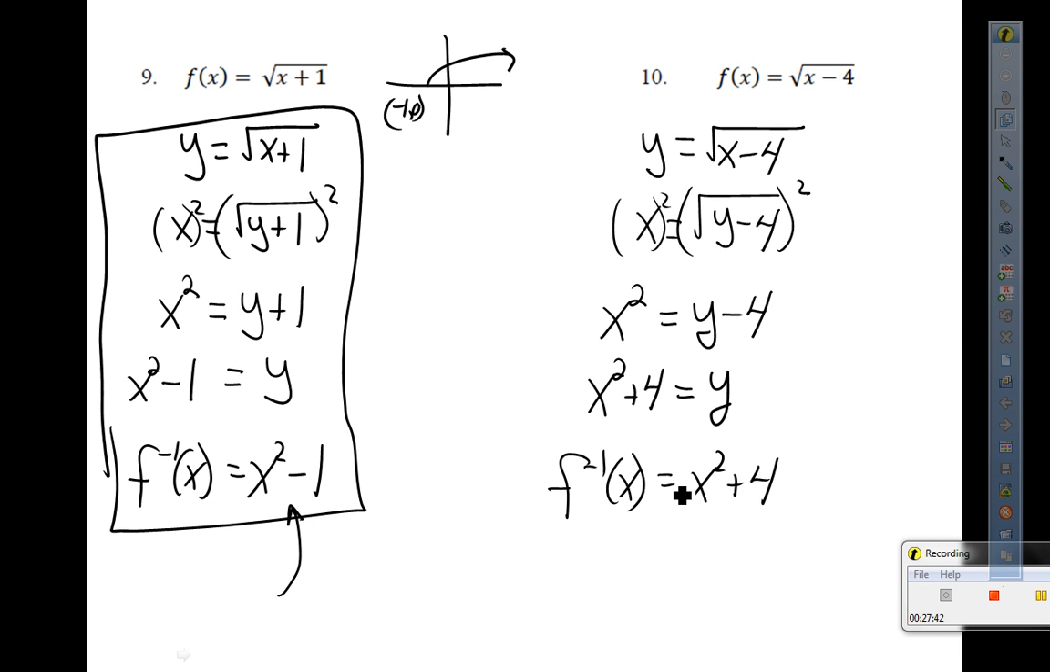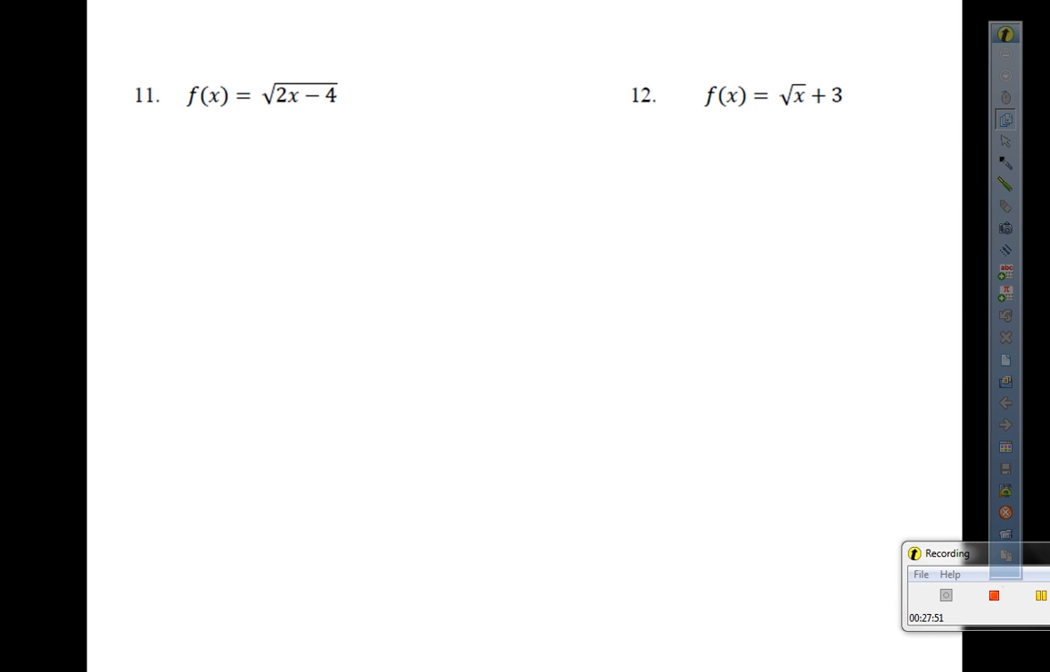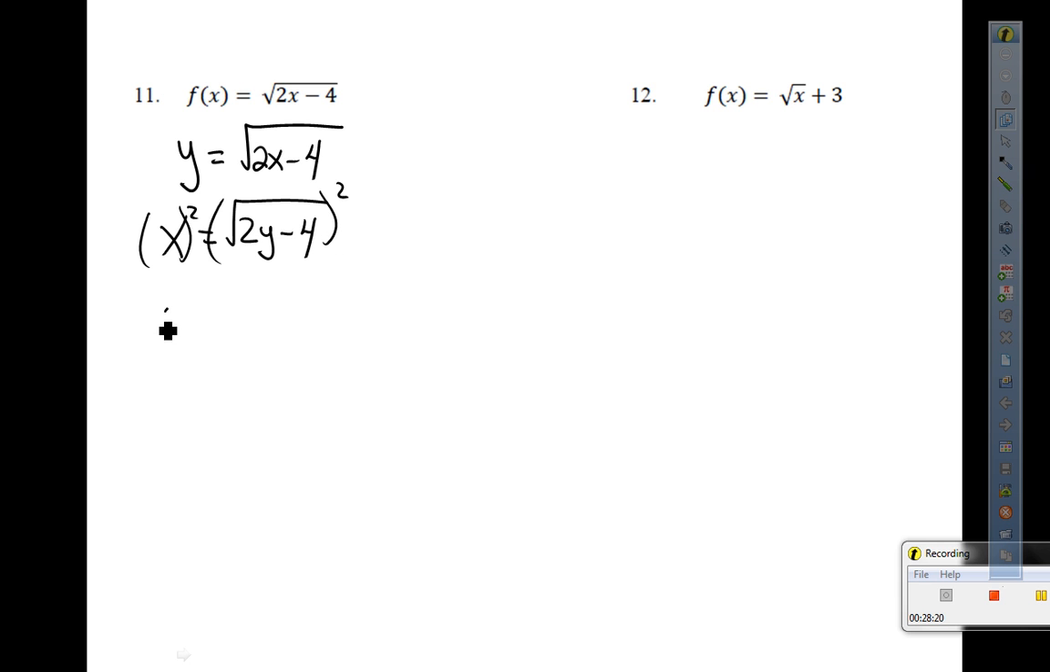So don't shortcut the steps. Here's my number 11. Same steps, so let me say y equals the square root of 2x minus 4. Let's switch the x and the y. So I got x equals the square root of 2y minus 4. I'm now going to square both sides. So on the left-hand side, I've got x squared. On the right-hand side, I've got 2y minus 4.